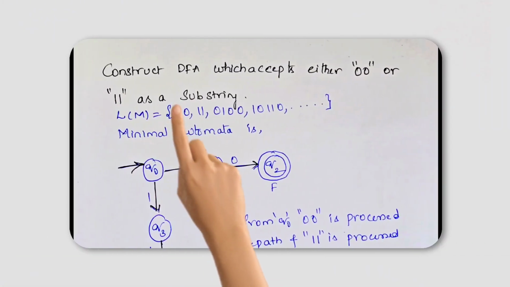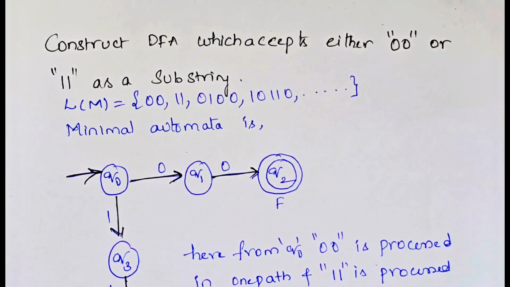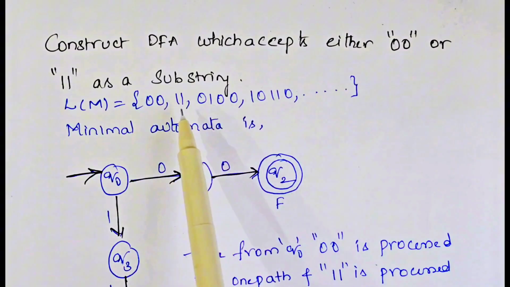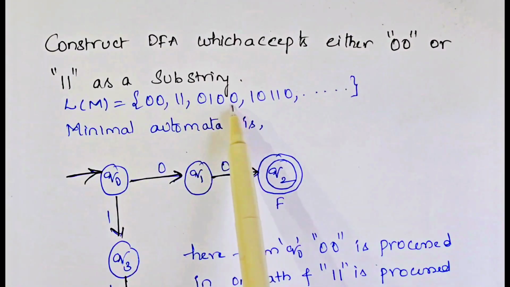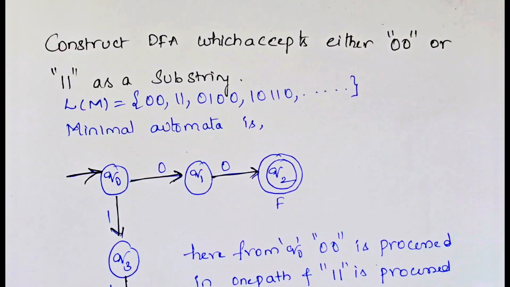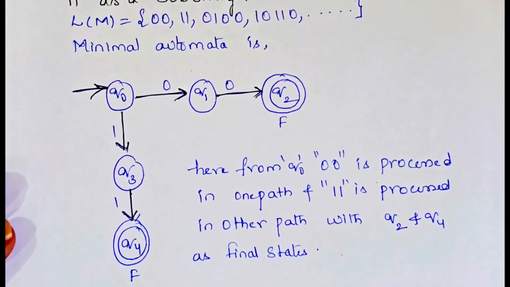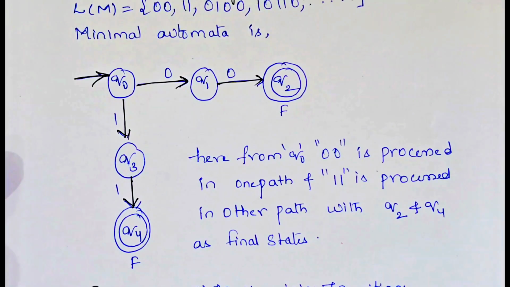Construction of a DFA which accepts either 00 or 11 as a substring. Let L of M be a language. So the sample strings are 00, 11, 0100, 10110, and so on. Here in all the strings, the substrings are either 00 or 11. So in the minimal automata, we have to process 00 in one path from the initial state and 11 in one path from the initial state.